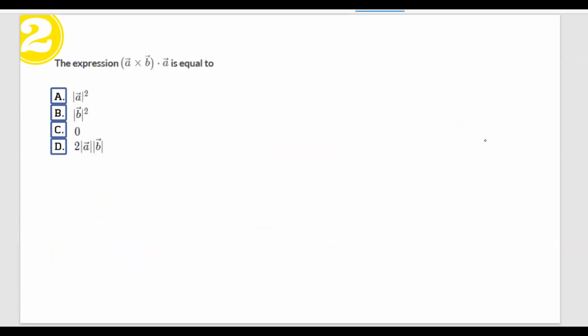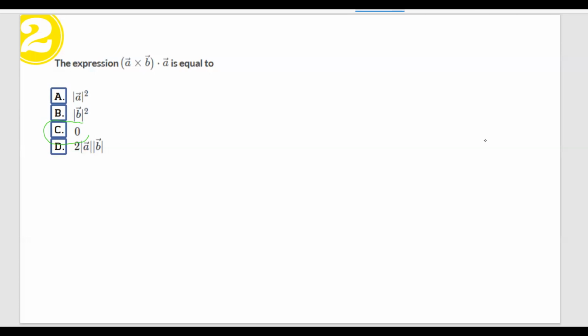Problem number 2, the expression A cross B dot A is equal to. So this is a property of the cross product and dot product. And if you know it, you would know right away that the correct answer is C, 0. But that's okay if you don't know it. Still, you can solve this. And I would encourage you to just give values to A and B. And I will go ahead and do that.